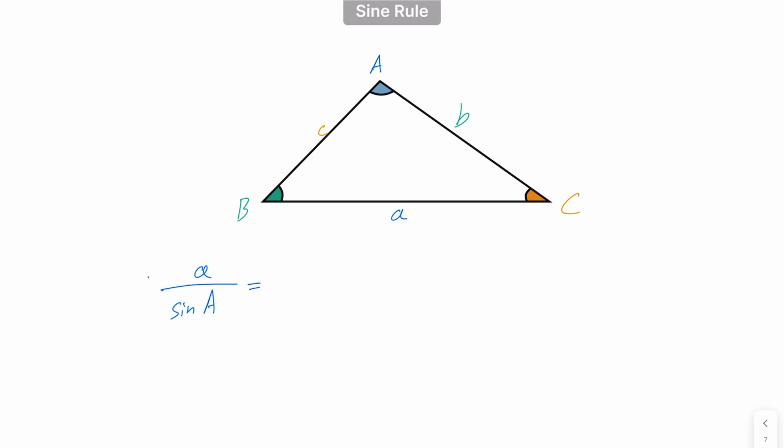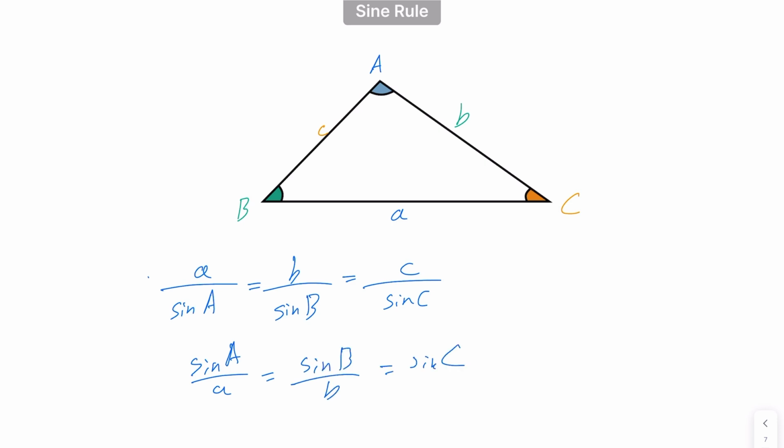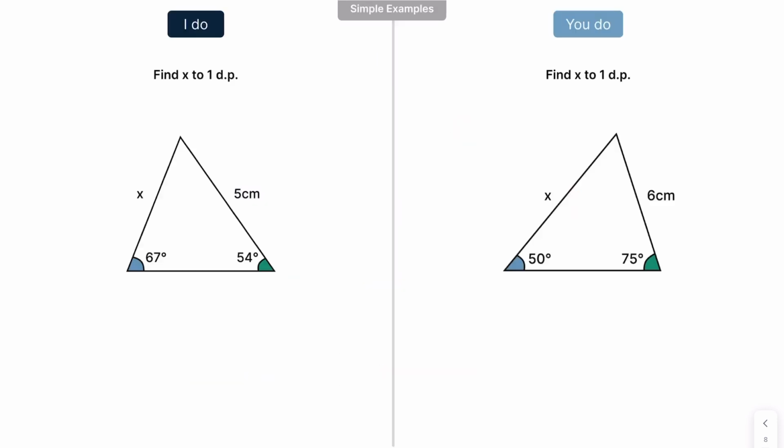Is equal to any other side, let's just say side B for now, divided by the sine of the angle opposite that side. So the angle opposite B is that one there. And the exact same for C. So essentially this is what the sine rule is. And we can even write it the other way around. So we can write sine A over A is equal to sine B over B, which is equal to sine C over C.